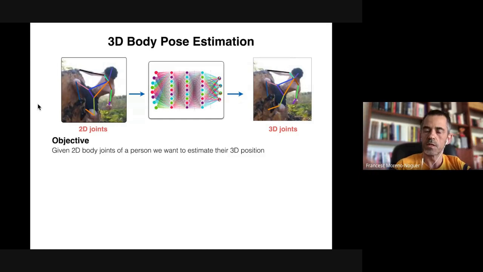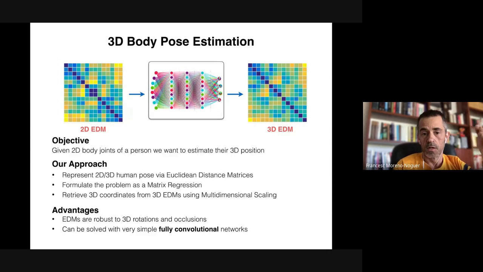But instead of using the 2D and 3D Cartesian coordinates, we came up with a novel representation, which represents both the 2D joints and the 3D joints using Euclidean distance matrices. So what are these matrices? In 2D, in this 2D Euclidean distance matrix, every entry is a pairwise distance between two joints in the image space. And in 3D, it's the 3D distance between pairs of joints, all right? So what are the advantages of these representations? Since we have a two-dimensional representation, we can very well exploit the properties of the convolutions, for instance.